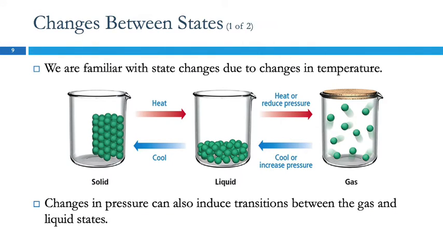Changes between states. We know that ice melts into water, and you can boil water or let it evaporate and it will become a gas. These state changes happen due to changes in temperature. So if we take a solid and we add heat, we can get a liquid. If we take this liquid and then add heat, or we can reduce the pressure, we'll talk about that later, we can make it into a gas. And then to go the other way, we do the opposite. Increase the pressure or cool the gas to form a liquid, cool the liquid to form a solid.